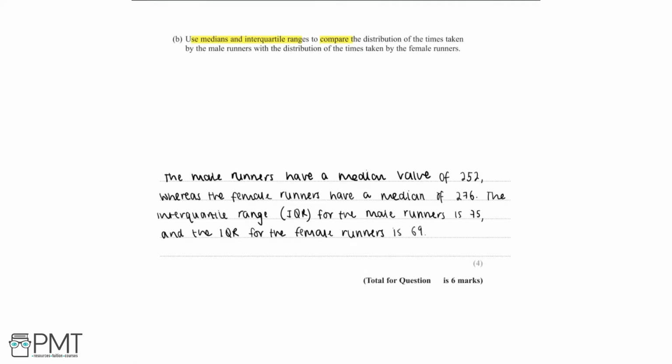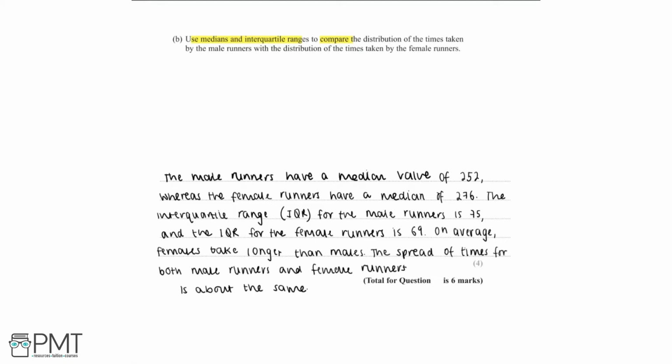Now since the median value for the female runners is greater than the median value for the male runners, we can say that on average the time taken by females is greater than the time taken by males. Now the interquartile ranges for both the male runners and the female runners are quite similar, and so we can say that based on the interquartile ranges, the spread of times for both the male runners and the female runners is about the same.